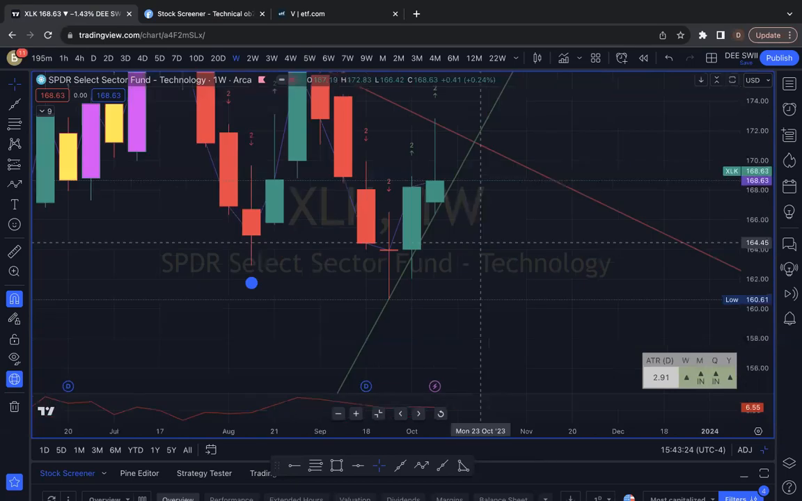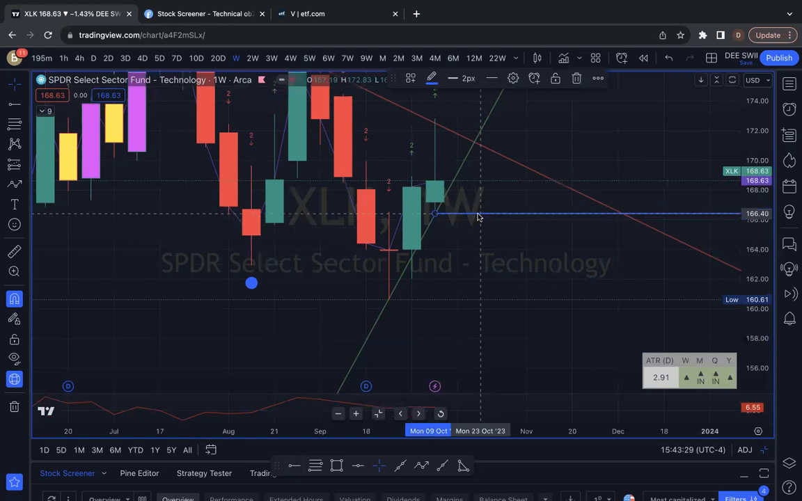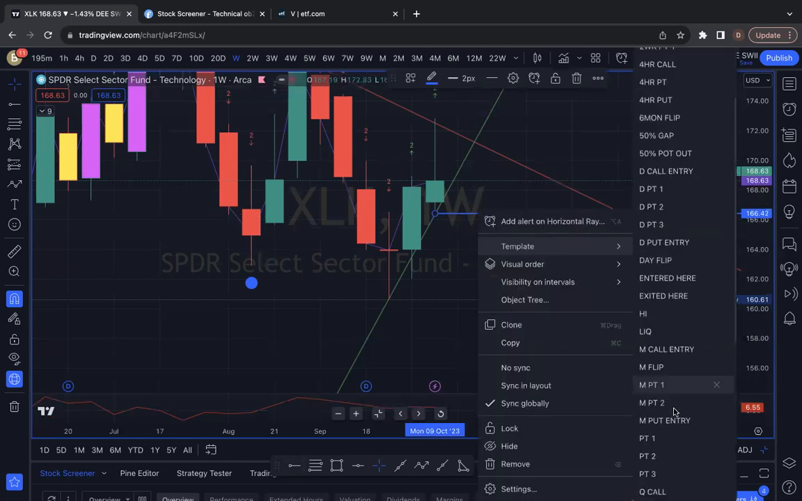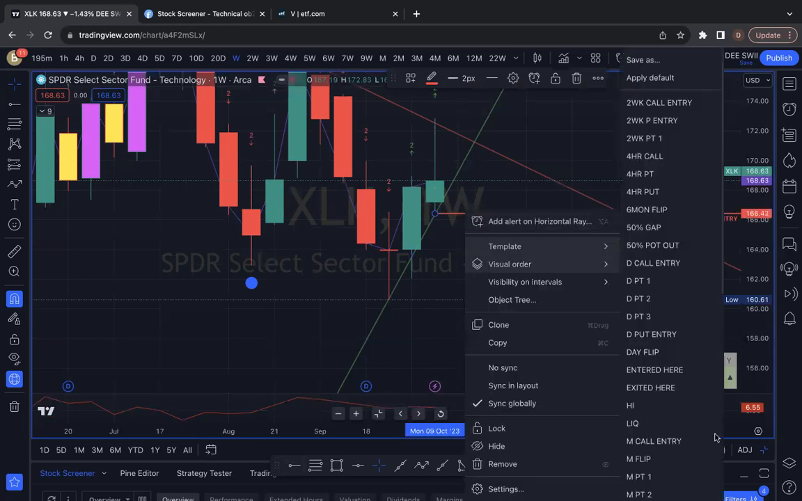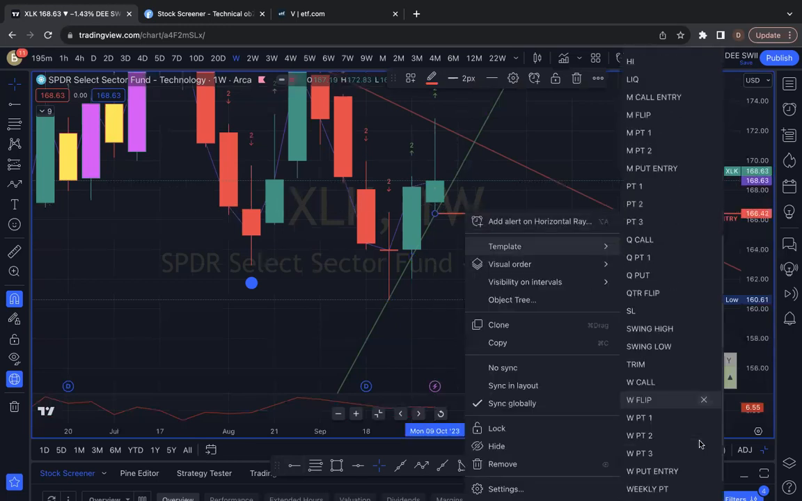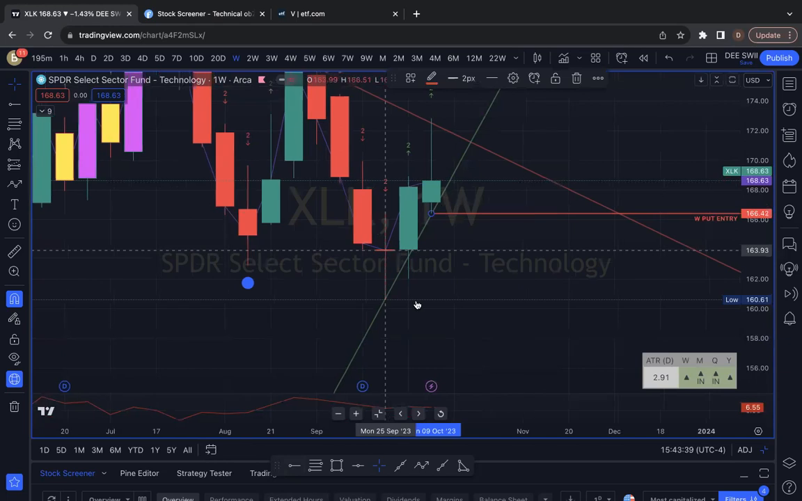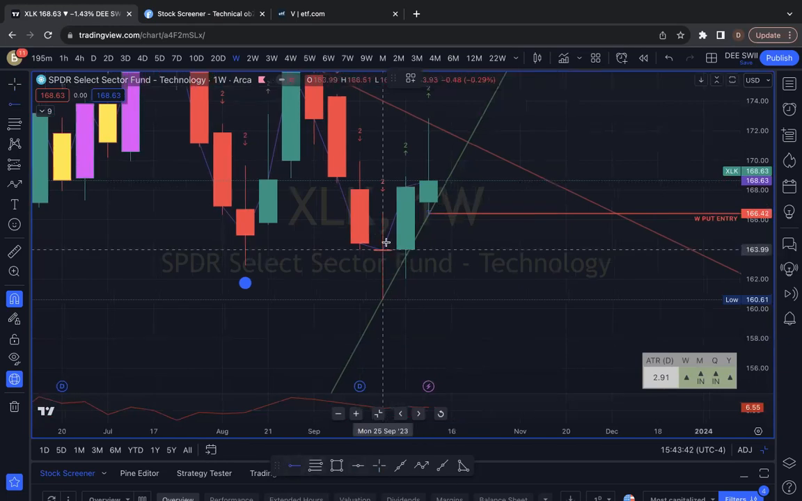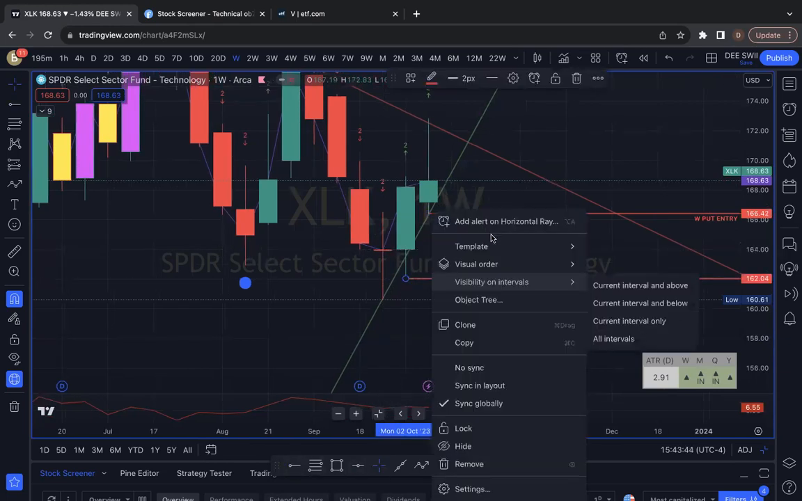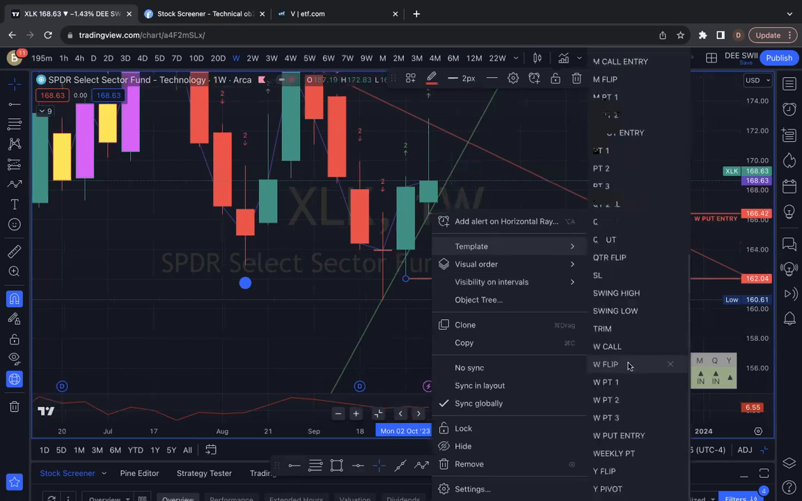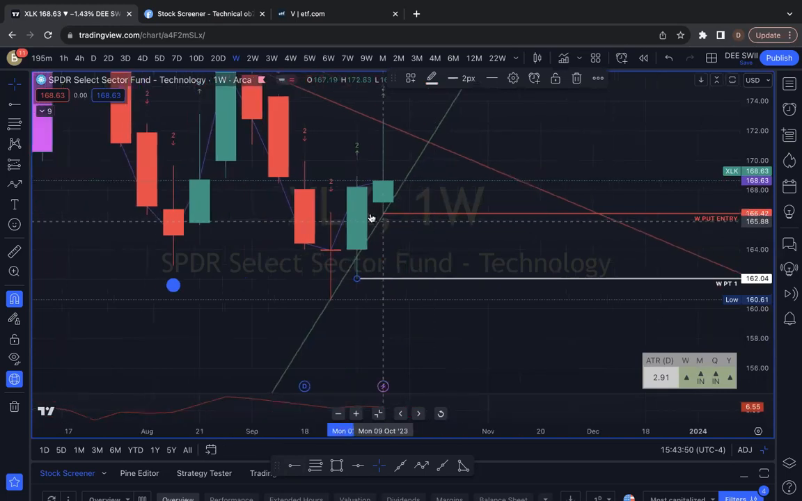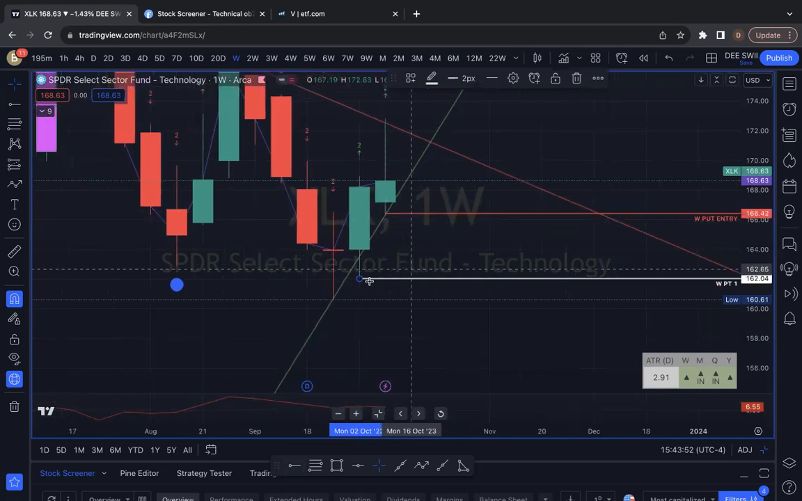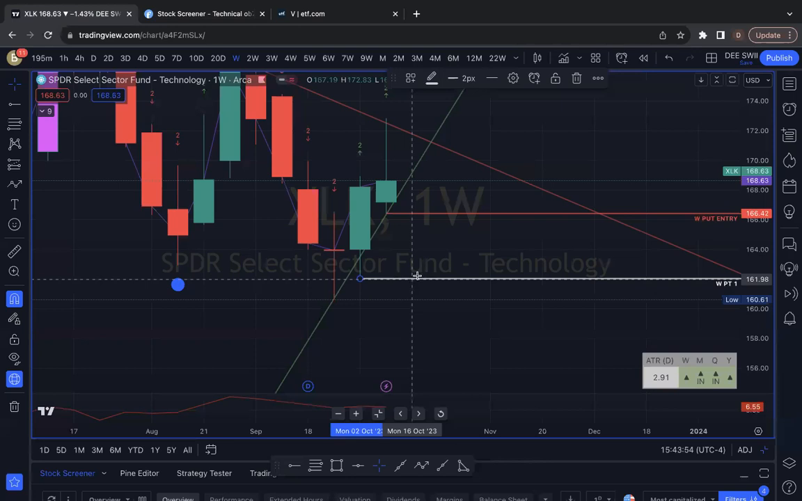Okay, so for the weekly, I will be looking for a 2-2 reversal. We have the shooter candle, and I would have a bearish bias. Weekly put entry, and this would be a weekly price target. Okay. So this is what I'm looking for. I'm looking to trigger 2 down, and I'm looking for price to get to this PT1.